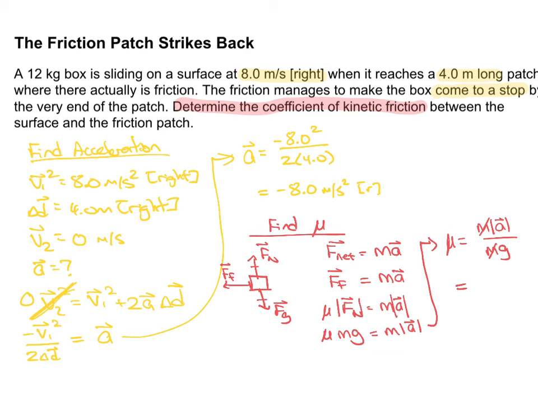Okay, what did I get for the acceleration? I got 8. And this is negative to the right. Well, it just needs the magnitude. The magnitude is 8. And g is 9.8. And we are getting quite a high number here.